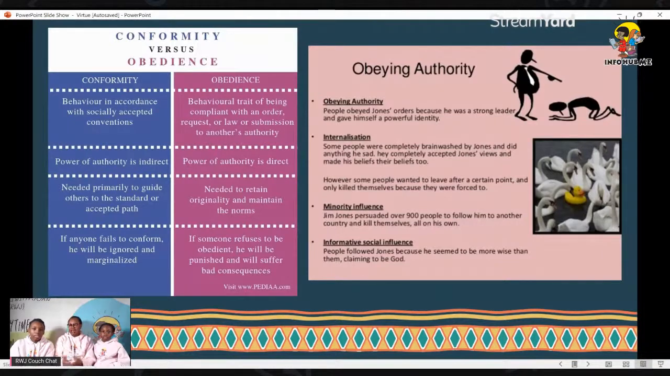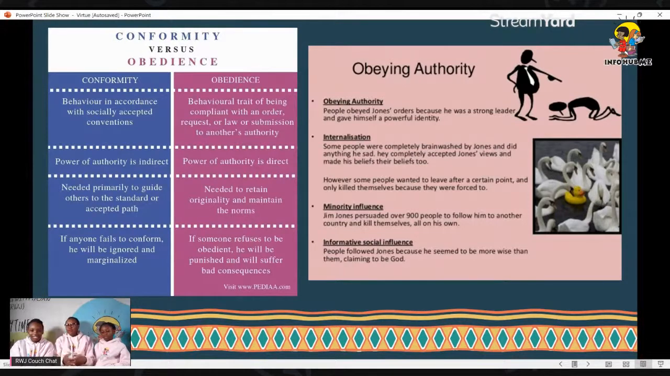So they gave different examples. So people obey Jones's order because he's a strong leader and it gives them a powerful identity. So everybody's obeying him. Then internalization is people have been completely brainwashed by Jones that anything he says, whether it is right or not, they just take it as their belief. So even if Jones said, go and marry 10 wives, they just accept it. The leader says you should take 10 wives.